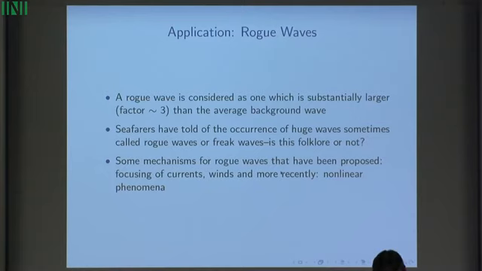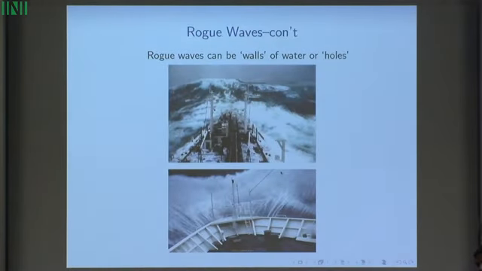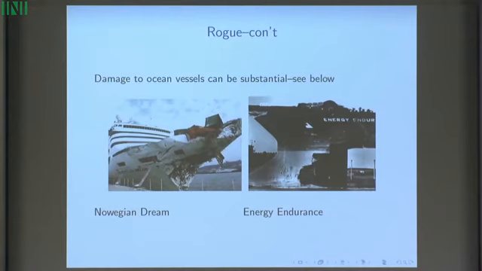And is this folklore? Well, I'll show you why we don't think it's folklore. And people have gotten very interested in this. Early on, people thought of currents and winds as being important. I think more recently, people are looking at nonlinear features. Rogue waves can be walls of water coming into a vessel, or holes, just a hole in the water all of a sudden. It can be very substantial. Look at the damage caused by some of these rogue waves.